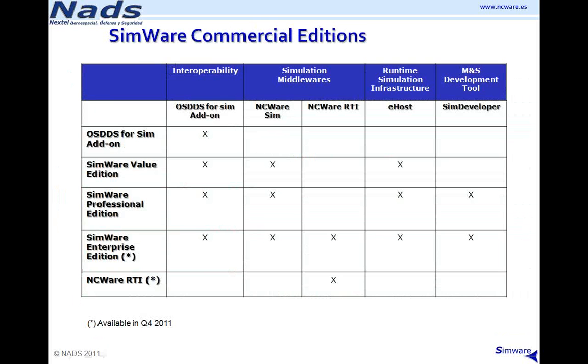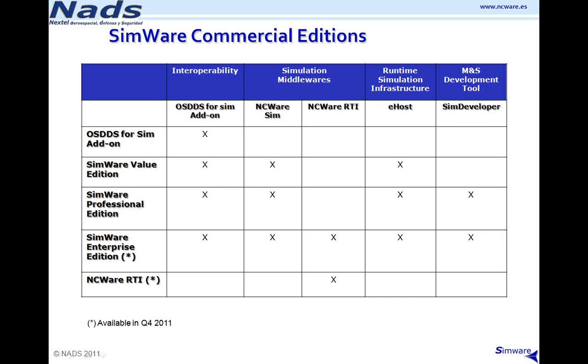SimWare is available in 3 editions. Value edition provides IP and tools for the development of simulations with distributed architectures. Professional edition adds the tool SimDeveloper. Enterprise edition adds the SimWare RTI, which gives a real-time HLA middleware that takes advantage of the real-time features of DDS for distributed simulation and also of HLA.